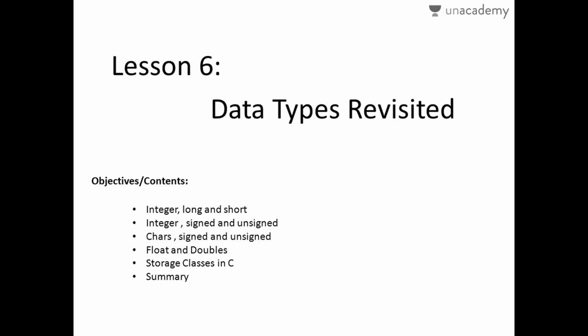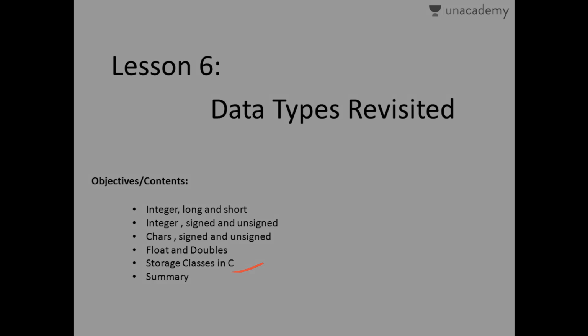Hello everybody. Today we'll be learning lesson 6 of our C programming language, that is data types revisited. In this lesson we'll be discussing what the different data types are that we can use in our C program other than the only 3 main data types that we have discussed till now. We'll be discussing in this chapter all the long and short integers and signed and unsigned integer types, and then signed and unsigned characters. Then we go for float and double, where we can use them, what is the use of these data types, and then how they are stored in C.